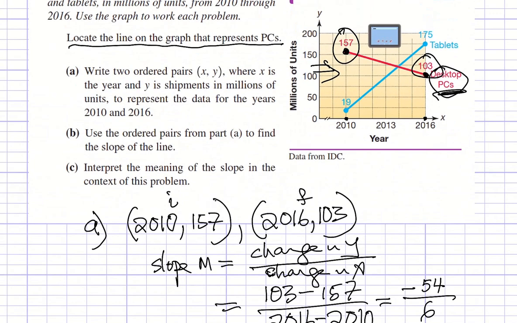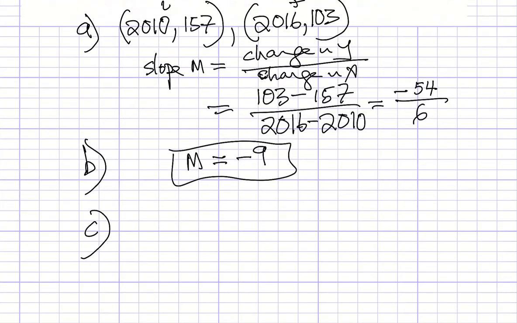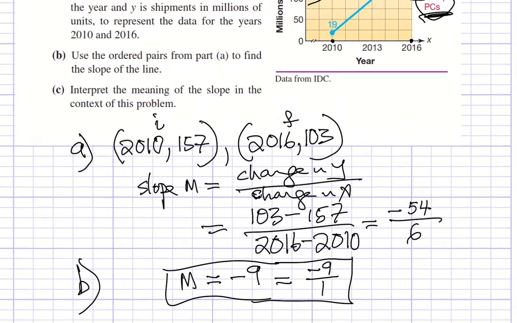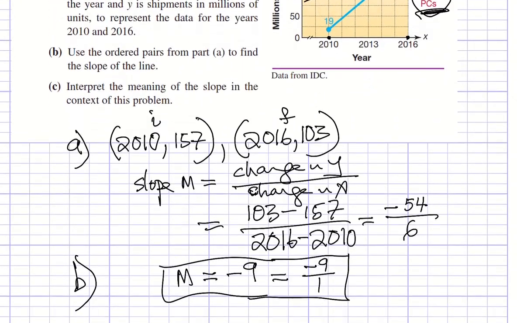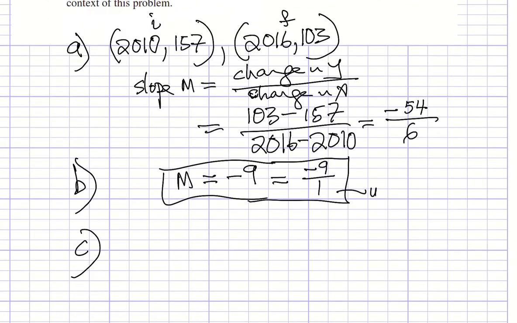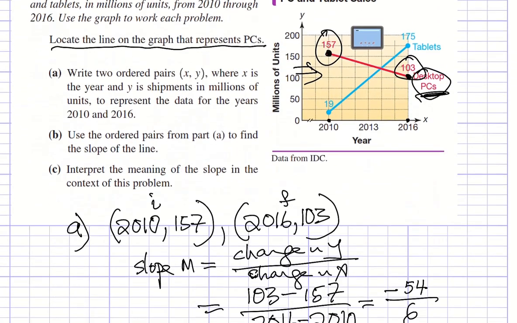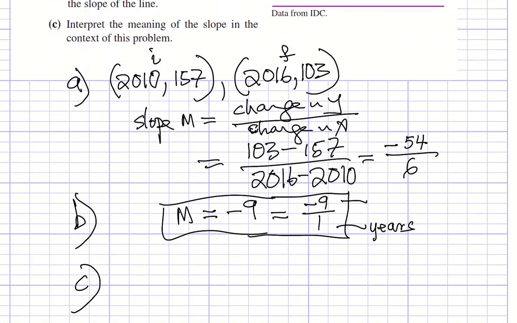And then C, it says interpret the meaning of the slope in the context of this problem. To do interpretation, as you go, you learn more. Notice that this slope can be written as -9 over 1, so let's make sure we understand that. What does that mean? Notice that x is years, so this means years, and this means the number of PCs sold in millions.